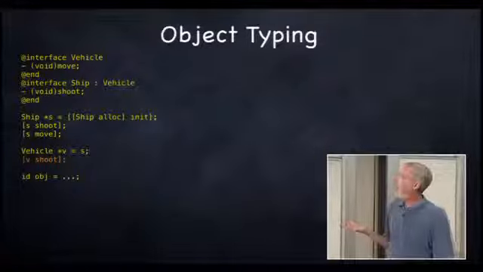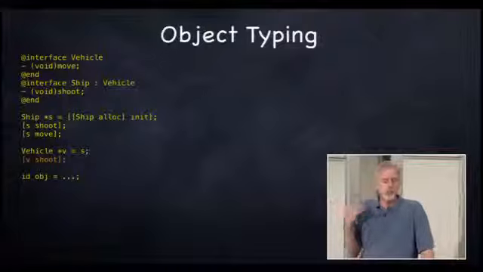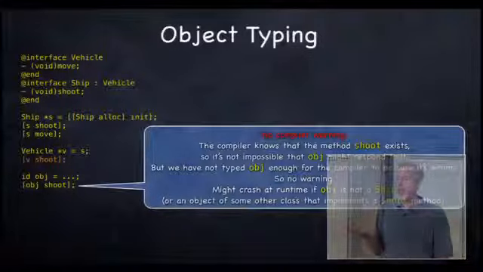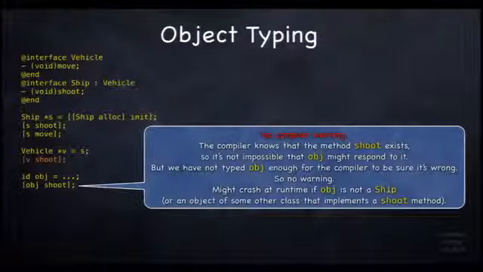Next, I'm going to have an object. Again, I don't know what class it is, just some random object. And I'm going to send it shoot. Now, this surprises people. The compiler is not going to warn me here. Why not? You could say, how does it know that obj responds to shoot? And the answer is, it doesn't. But it knows that there's a method shoot out there somewhere, and that obj might respond to shoot, so it's not going to warn you.